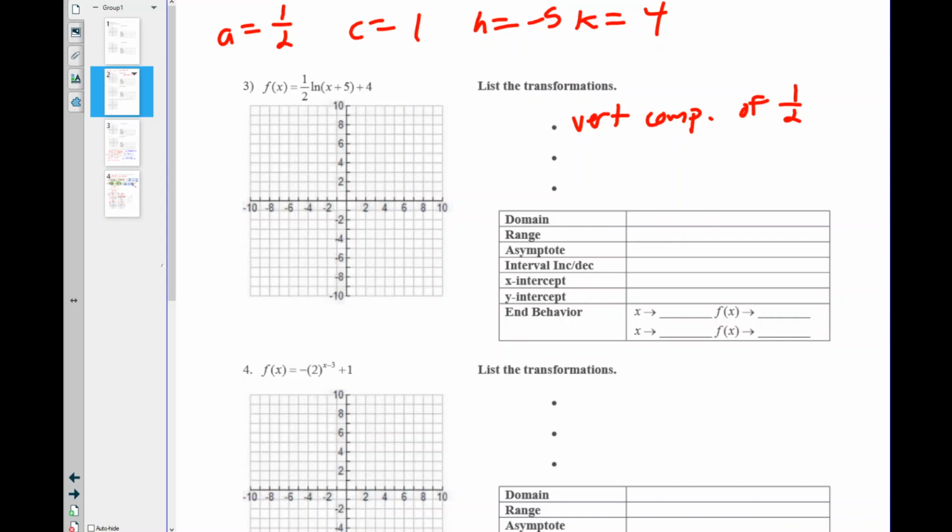And then translate 5 units right. I'm sorry, left. Yes, 5, but it's 5 units. Somebody said 4. Translate 5 units left. And then 4 units up.